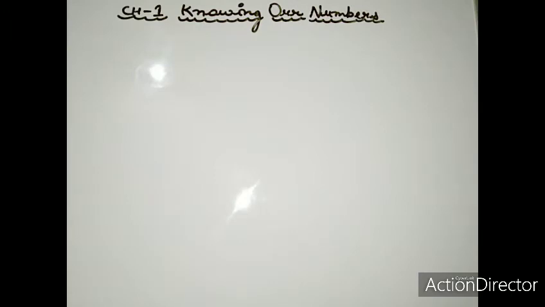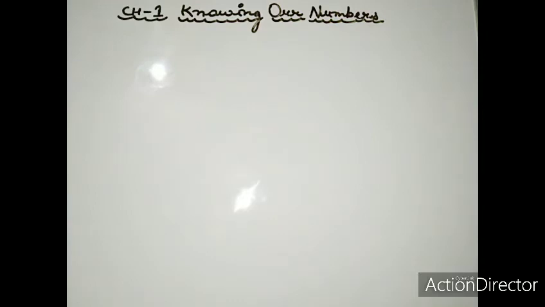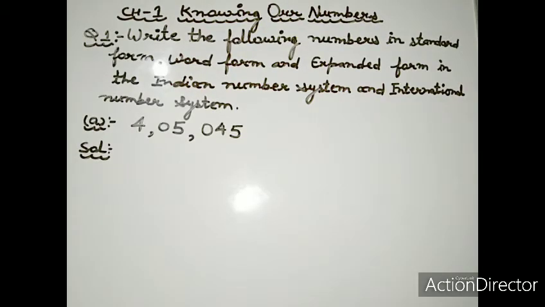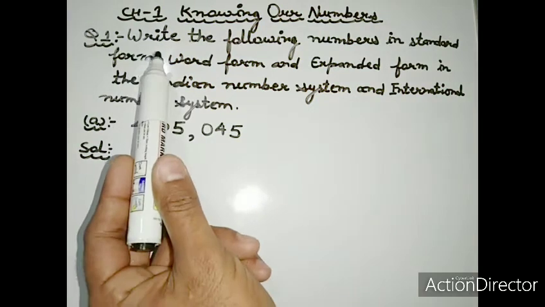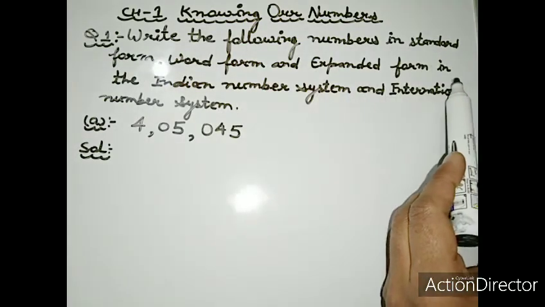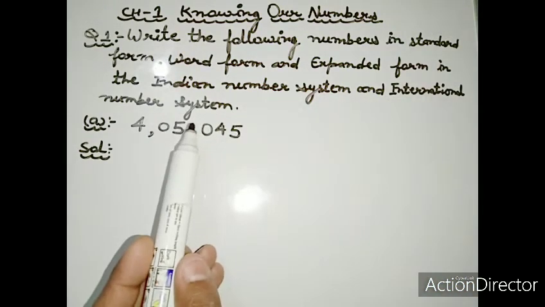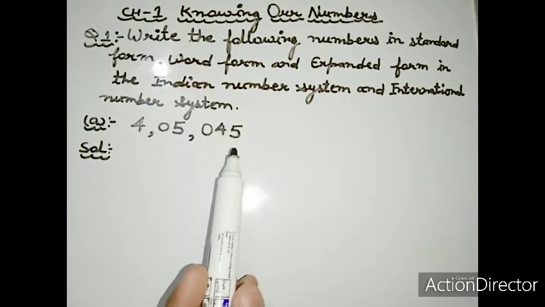Now students, here we will do a revision of chapter number 1, Knowing Our Numbers. And here we take first some examples related to place values of the numbers in the Indian number system and international number system. Now students, the first question is related to place values of numbers: write the following numbers in standard form, word form and expanded form in the Indian number system and international number system. So here we write the number in both systems.